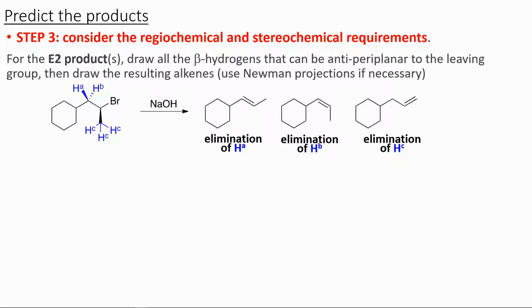For the elimination reaction, it becomes a little bit more complicated. We now have multiple different hydrogens that can be eliminated. Elimination of HA is going to lead to the trans alkene. Elimination of HB is going to lead to the cis alkene, and elimination of one of the hydrogens on the methyl group will ablate the stereocenter and lead to this terminal alkene.